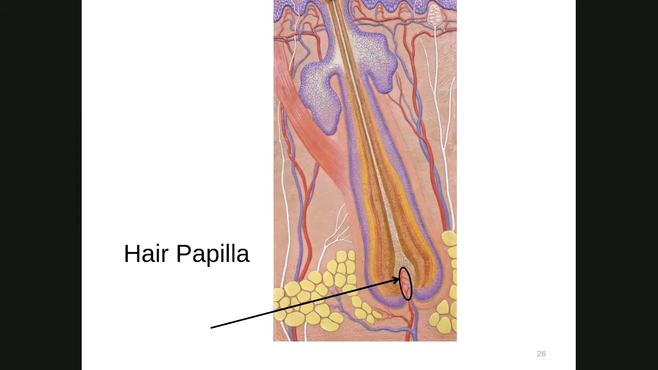So inside the hair bulb, you can see some blood vessels, where they all kind of coil around here. This is where the arteriole and the venule create a capillary bed. We call it the hair papilla.